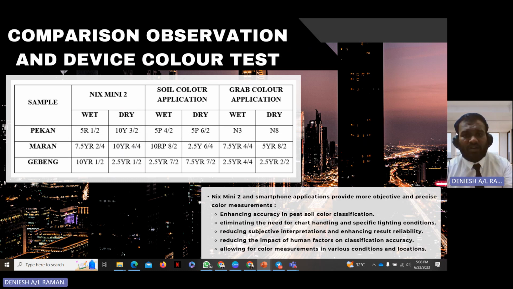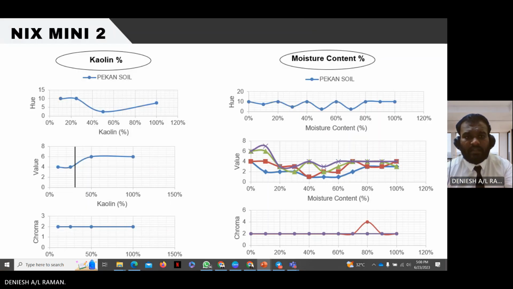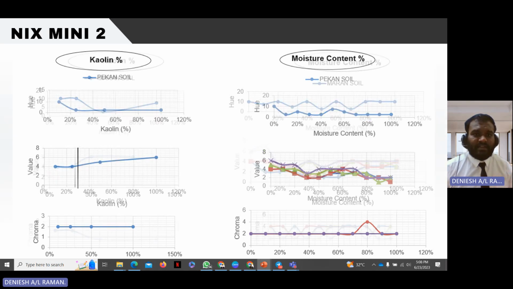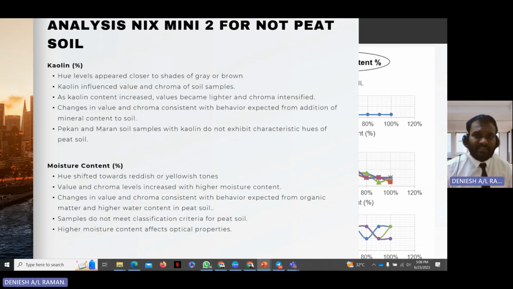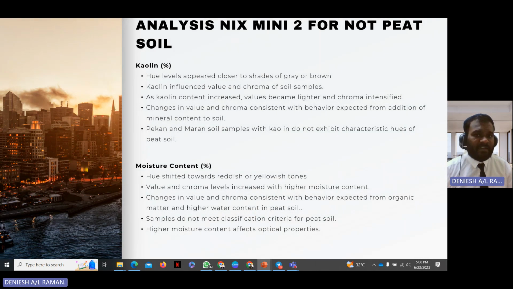So now we can talk about the color graph. This graph is provided by the peat by using the Nix Mini 2. The next one is the sample from Maran. And here is the analysis for not peat soil. So first, the hue level is appropriately closer to shades of gray and brown.